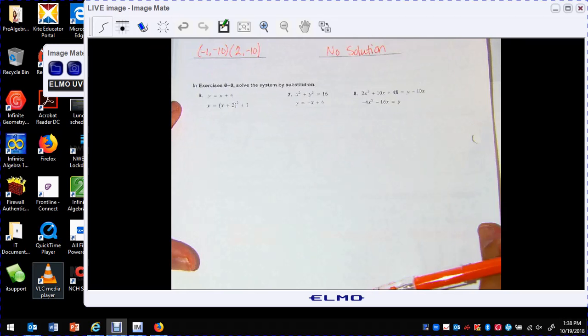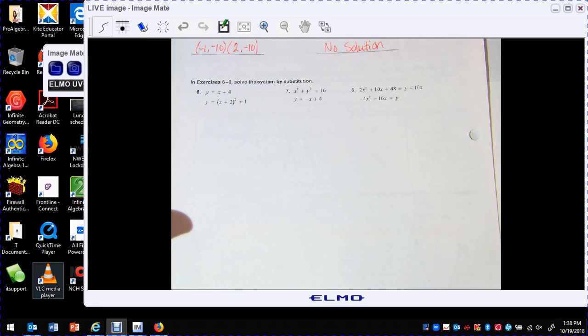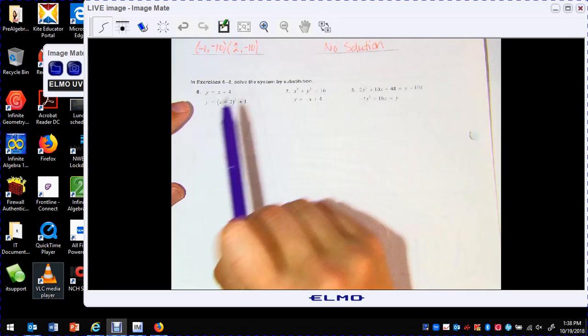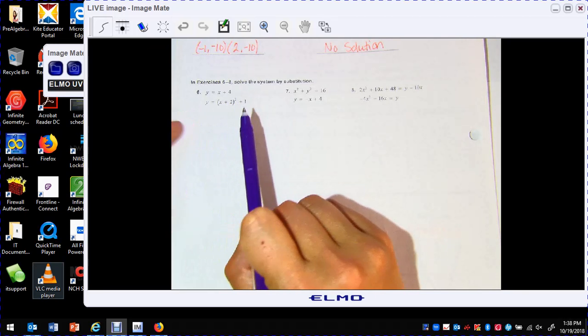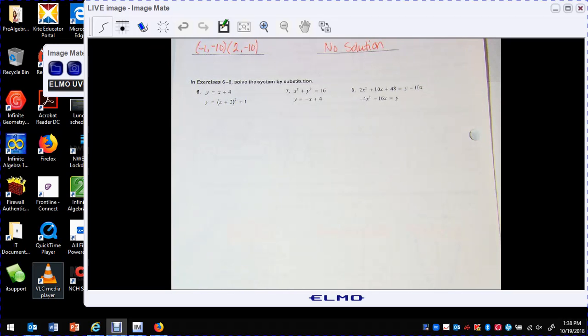Now we're going to solve by substitution. So we're done graphing. It's good to check your answer with graphing, but I'm going to do these by using substitution.